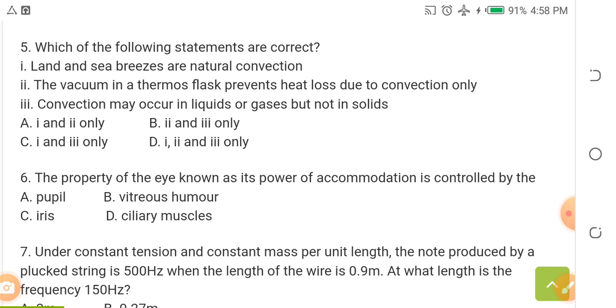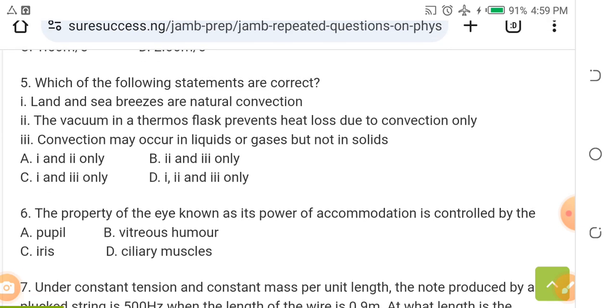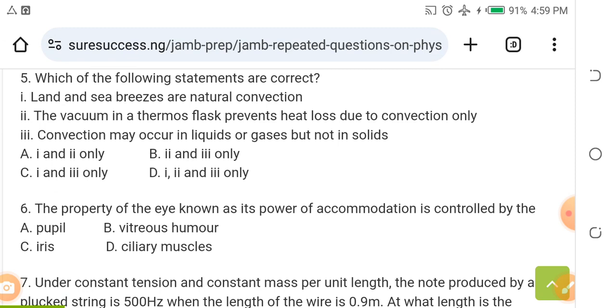Let's take it again. I, land and sea breezes are natural convection. II, the vacuum in a thermoflask prevents loss due to convection only. III, convection may occur in liquid or gases, but not in solid. The options: A, I and II only. B, I and III only. C, I and III only. D, II and III only. The answer actually is C.